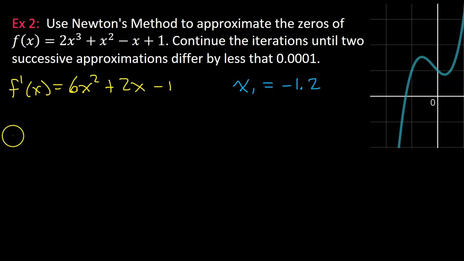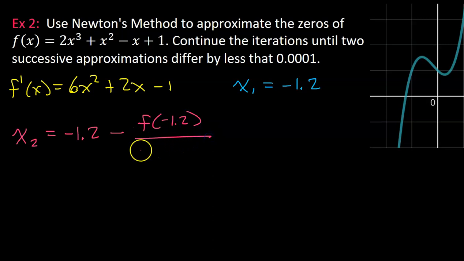So we can find x2 by taking x1 and subtracting the original function at -1.2 over f prime at -1.2. So I'm going to be cheating and using a calculator a lot, but just understand that I'm evaluating the original function at -1.2 divided by the derivative at -1.2, and we're going to see what we get.